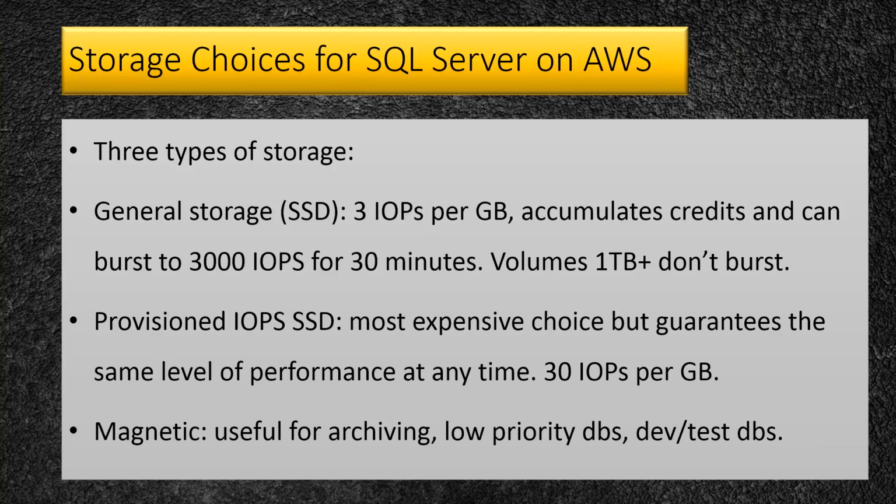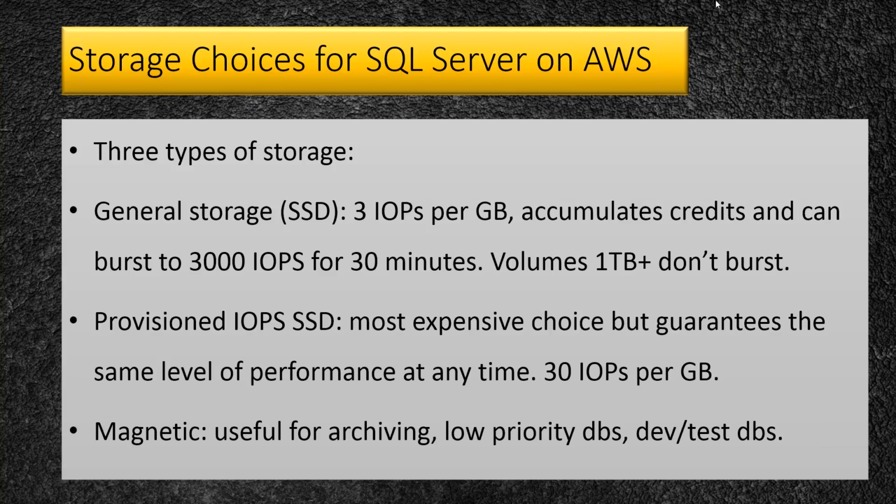So the first one is what they just call general purpose storage SSD. This has a lower base of IOPS per gigabyte. It's only 3 IOPS per gigabyte, and it accumulates credits as long as you deploy a volume that is less than 1 terabyte. And those credits will allow you to burst to 3,000 IOPS for about 30 minutes. Okay, so it works kind of similar to how I mentioned the T2 instances.